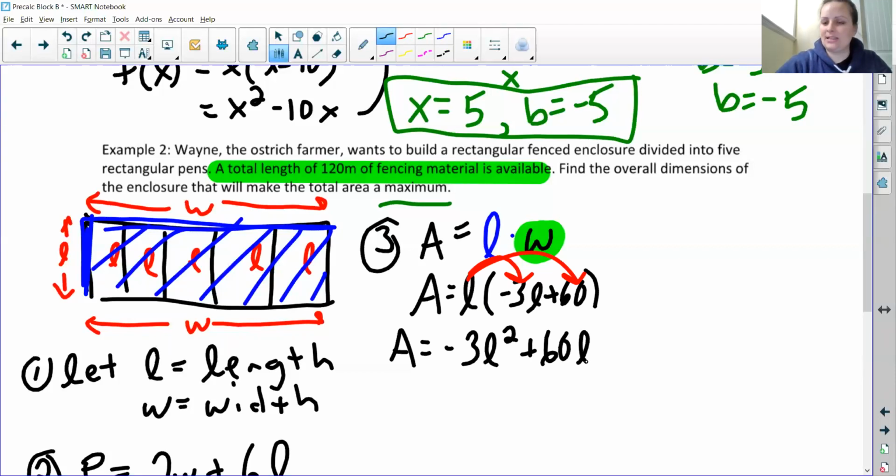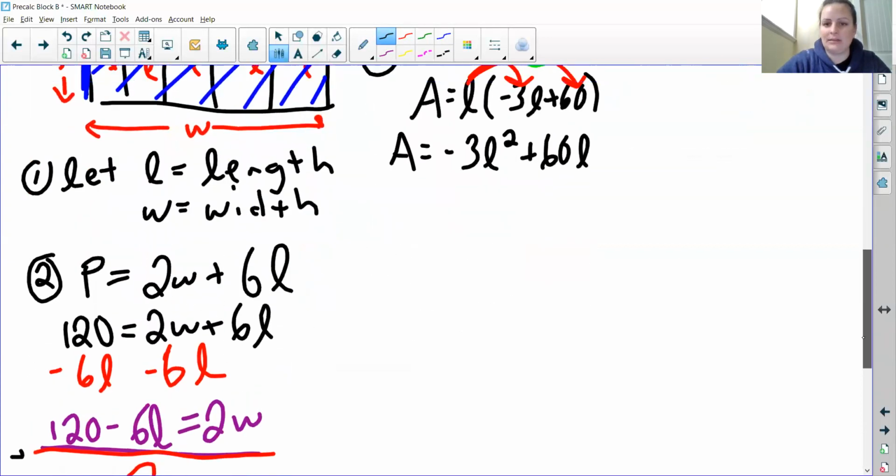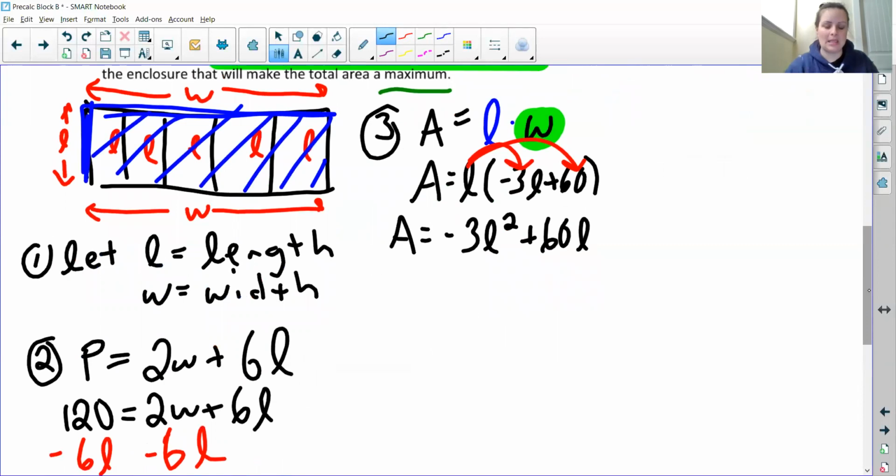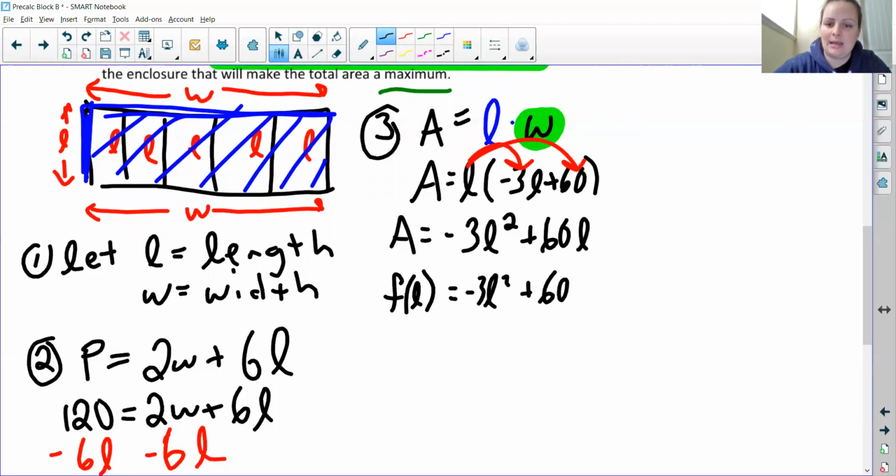So I could have written this as F of L instead of area, but I didn't. I just wrote it in an equation form instead of function notation, same thing. So you're going to get the same answer. Actually, I did write it as a function of L over here. So I can rewrite that, A, and replace it with a function of L equals negative 3L squared plus 60L.